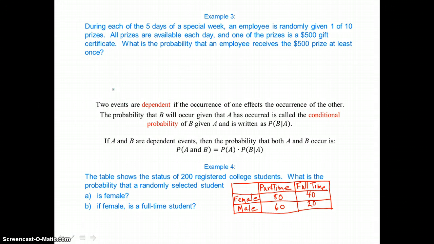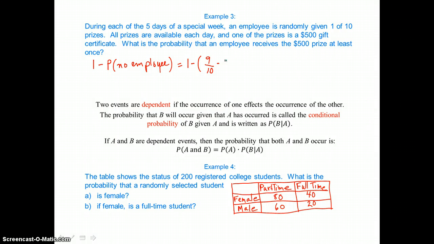So rather than considering all 5 separate probabilities, let's use the complement. Let's find the probability 1 minus the probability that no employee receives that $500 gift certificate. So that's going to equal 1 minus. Now the probability that the first winner doesn't receive the $500 gift certificate is 9 over 10. 9 successes, not including the $500 gift certificate, out of 10 possibilities.